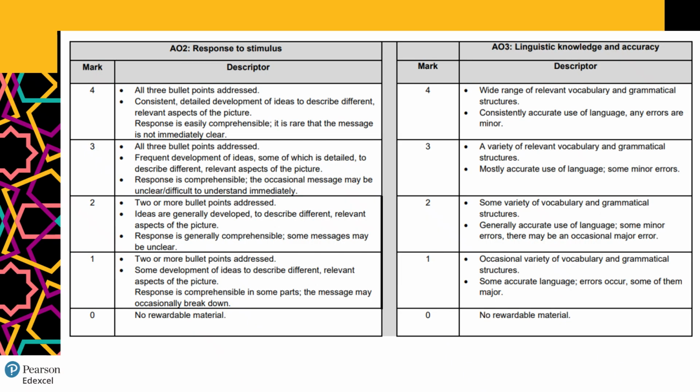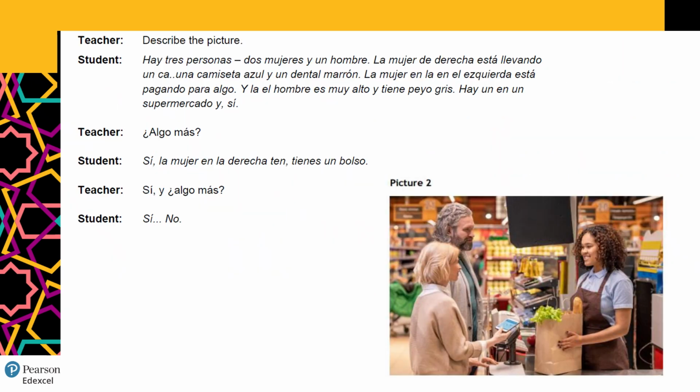This is the mark scheme for the higher tier picture description. You can use this to decide on your final mark. Please remember that a brief mention of each point is not enough to count as covering the bullet point with a description. This shows a transcript of the candidate's response. The next 2 slides will show you the mark awarded for AO2, response to stimulus, and the mark given for AO3, linguistic knowledge and accuracy.